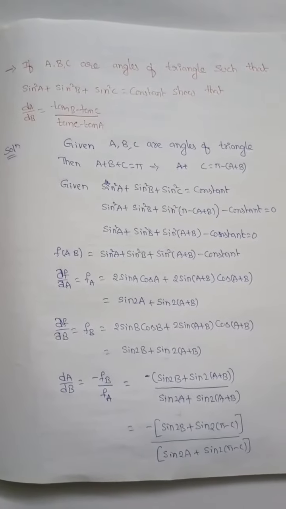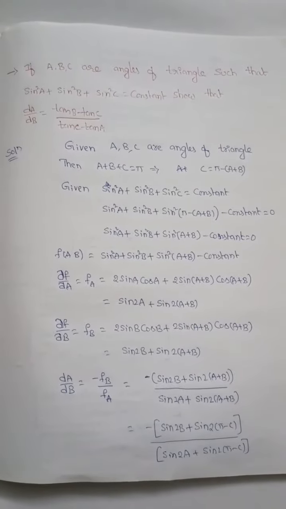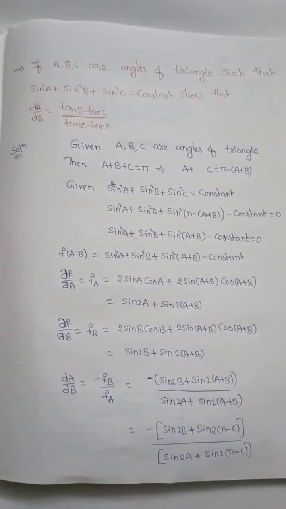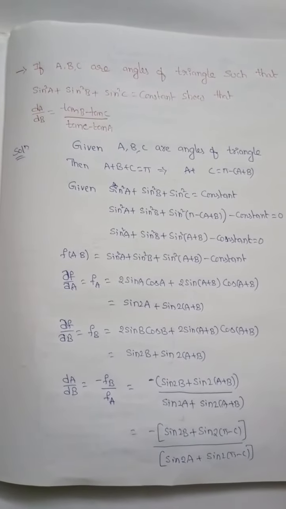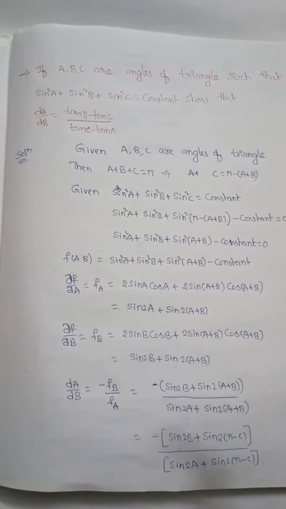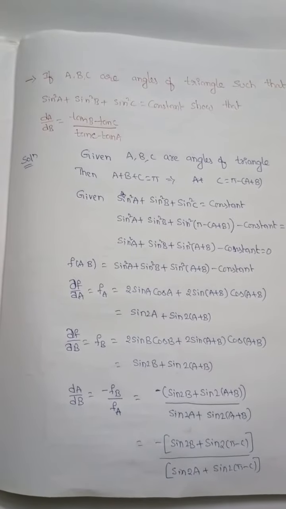Hi everyone. Today I am explaining a problem on the implicit function. Here the problem is to show the condition by using the implicit function definition.